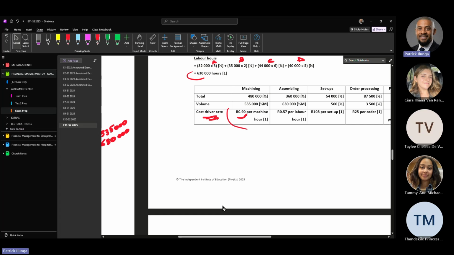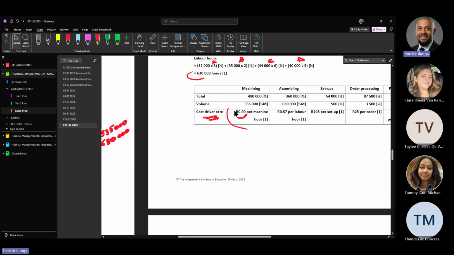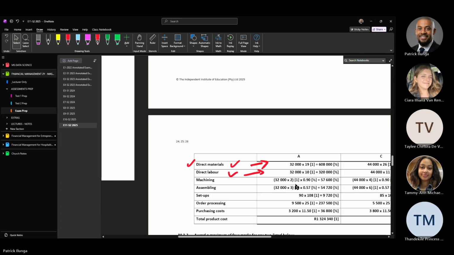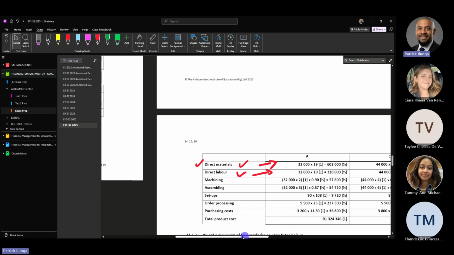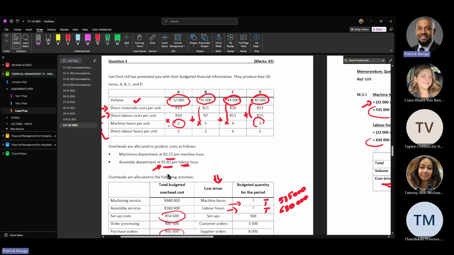So this is the part where you practice. Practice this part because I can see one of you making the mistake and just taking the volume for the machining, just taking the volume multiplied by the cost driver rate. That's it. And you are like, yeah, I got it. But you have to remind yourself, this is so important. What is the actual machine hours per unit?